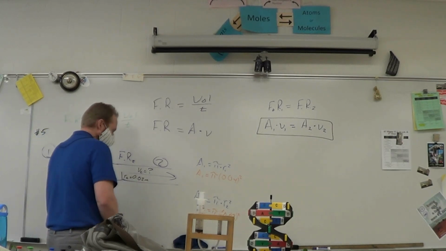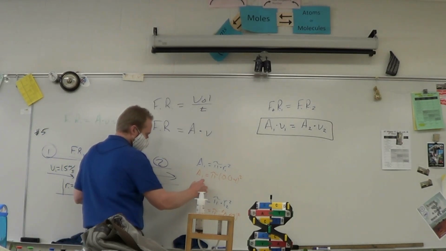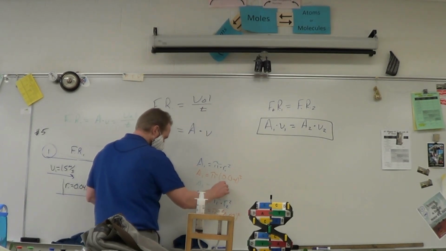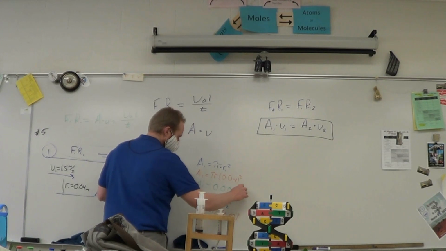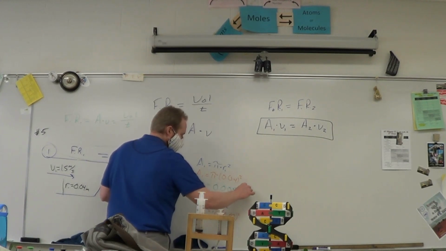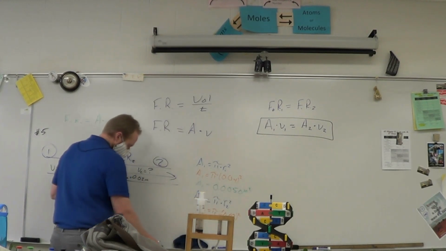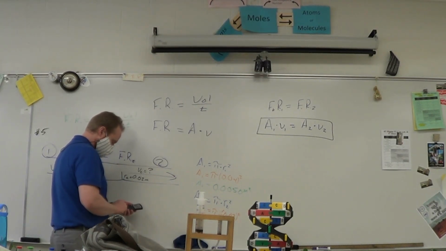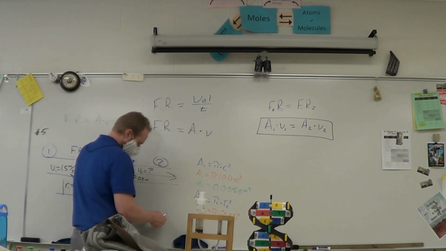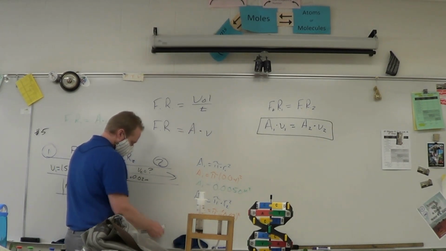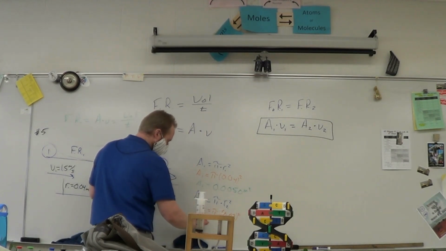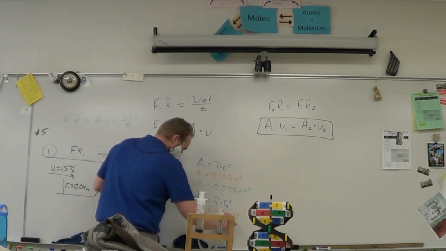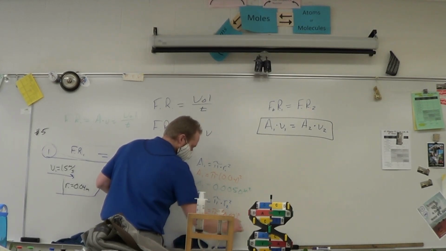And then we get an area through the large section of the pipe that is equal to 0.0050 meters squared. And then at location 2, our area is 0.0013 meters squared.